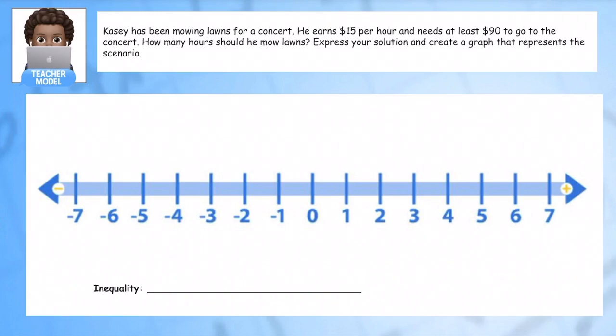Let's create an inequality for this word problem. Casey is mowing lawns. He earns $15 an hour and needs at least $90. That, in other words, is greater than or equal to $90. So whatever it is, it has to be greater than or equal to 90. So how many hours did he mow lawns? Let's express the solution. All right, so 15x has to be greater than or equal to 90.